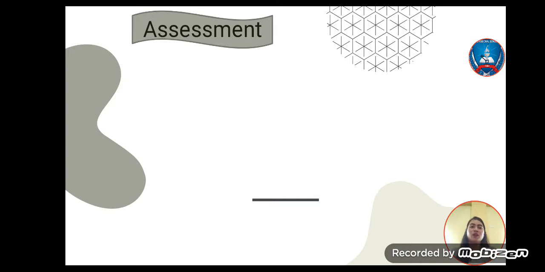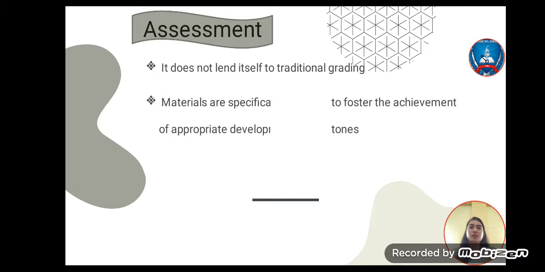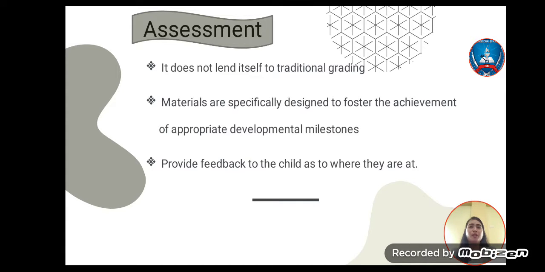Now let's proceed to the context of assessment. It does not lend itself to traditional grading. Materials are specifically designed to foster the achievement of appropriate developmental milestones. Children are given specifically designed materials that would develop their interest in learning. Provide feedback to the child as to where they are at. There is also monitoring of the child's level or stage of learning by having feedback.